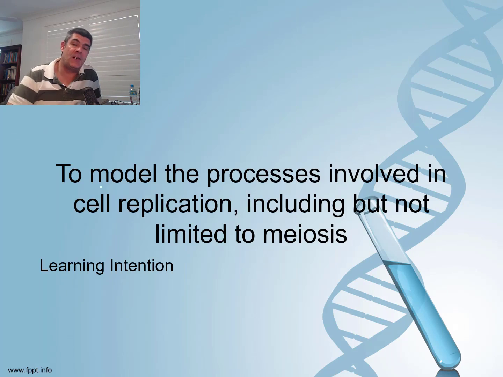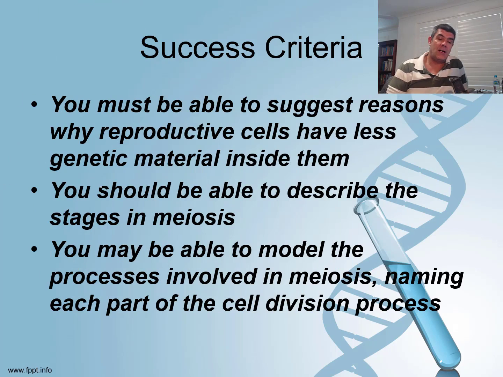Just as we did in the last video, this is also about modeling processes involved in cell replication, but this time we're going to focus on the processes involved in meiosis. So again, what we want you to do is to try and tick off these levels when you feel like you've achieved them. Firstly, being able to suggest why reproductive cells have less genetic material inside them. Understanding the reasons for the reduction in genetic material for sexual reproduction is an important starting point.